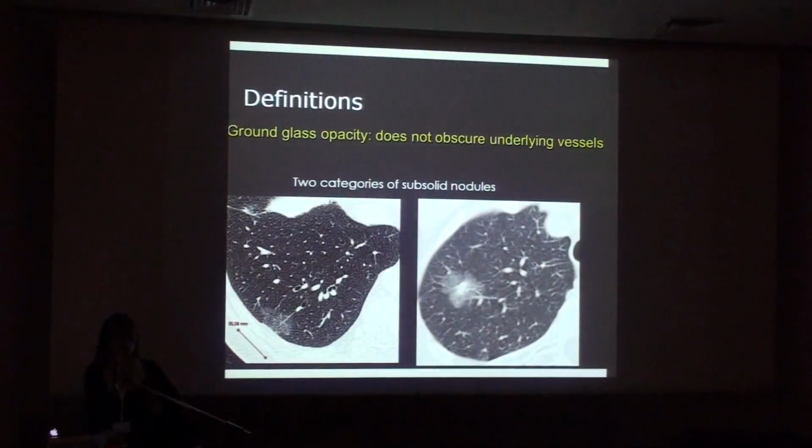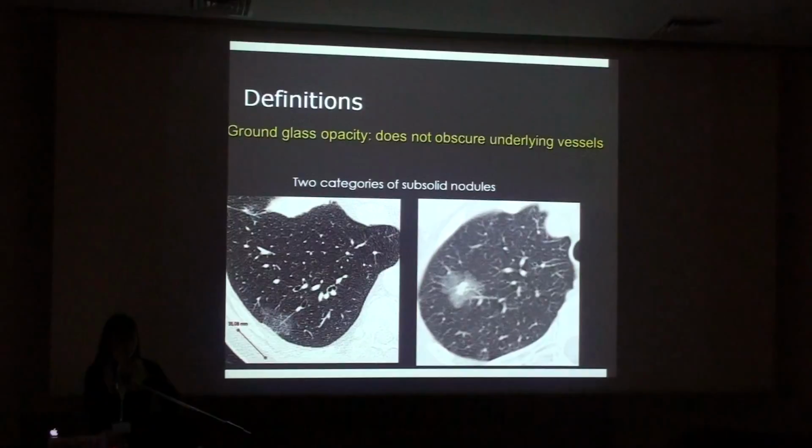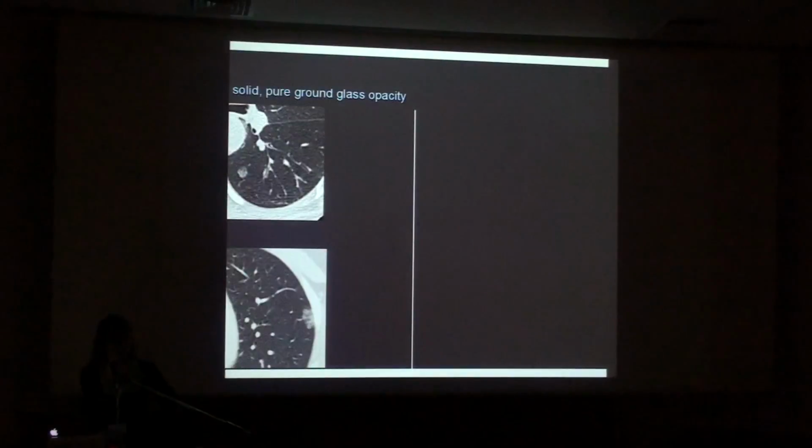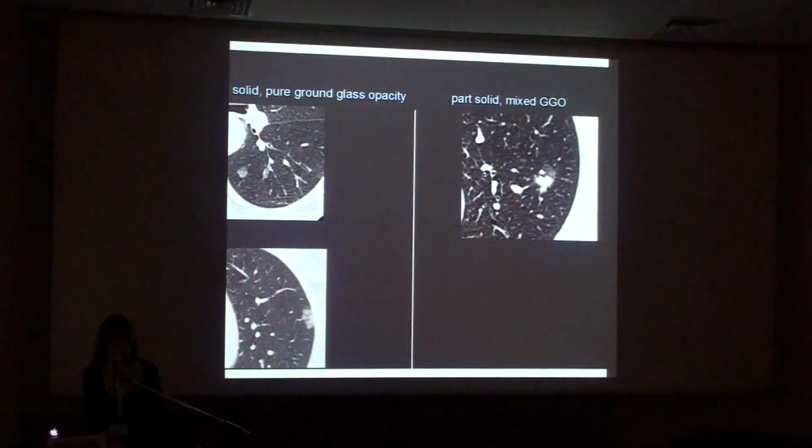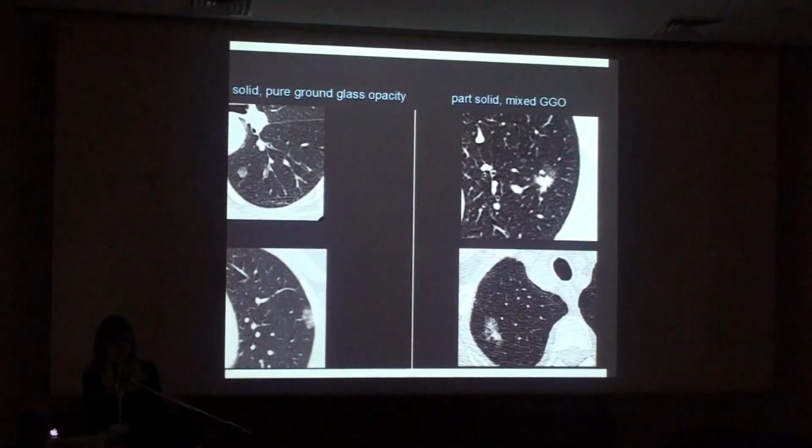And we have in fact two different categories of subsolid nodules, those that are purely ground glass lesions and those which contain a solid component associated with ground glass. And it's important to distinguish between those two categories. Non-solid or pure ground glass opacity, as shown here and here, and part solid, also called mixed GGO, in the left upper lobe here and in the right upper lobe here.